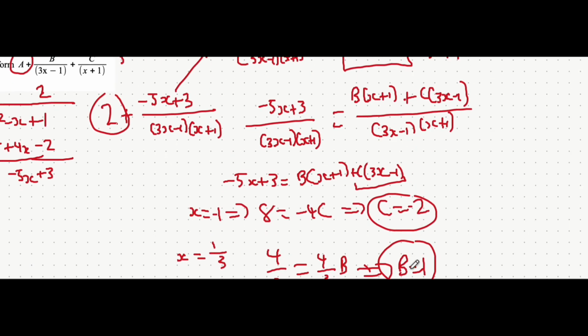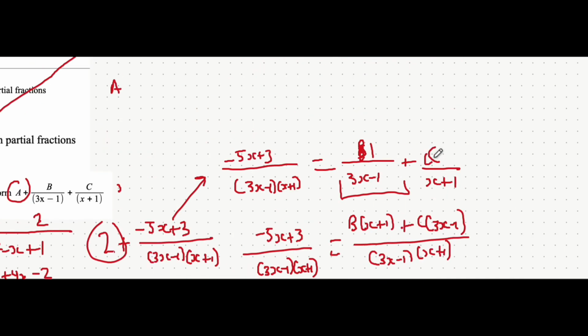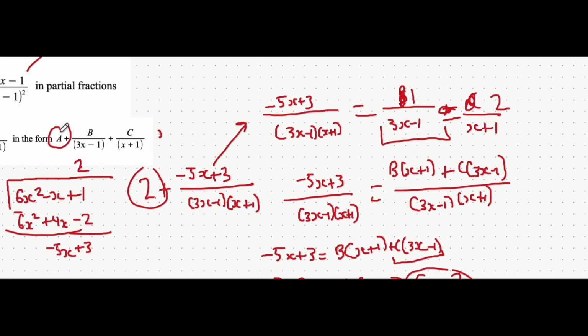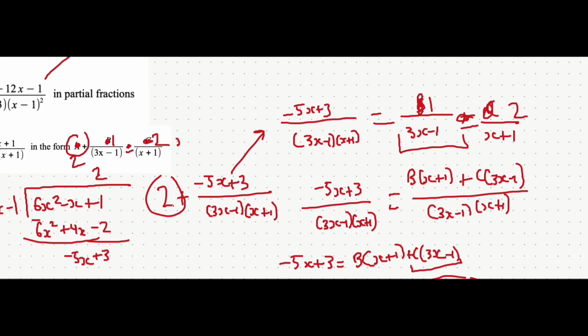Now that we've got what b is, we can replace b with 1. And now that we've got what c is, we can replace c with minus 2. So you'll find that the answer is 2 plus 1 over 3x minus 1. So let's write here 2 plus 1 over 3x minus 1, and then replace c with minus 2. Minus 2 over x plus 1.